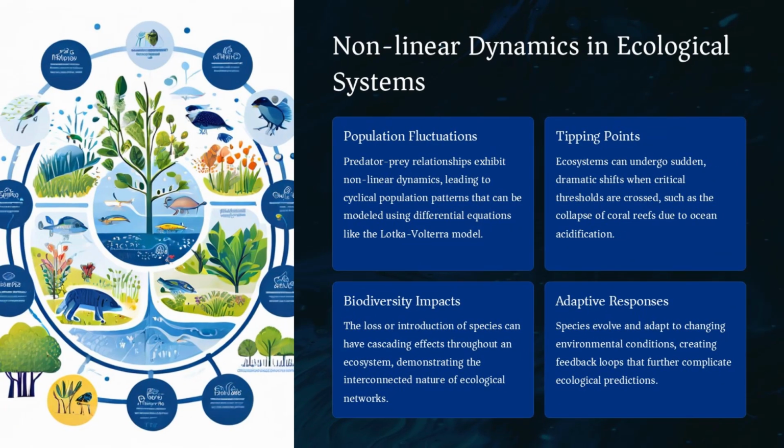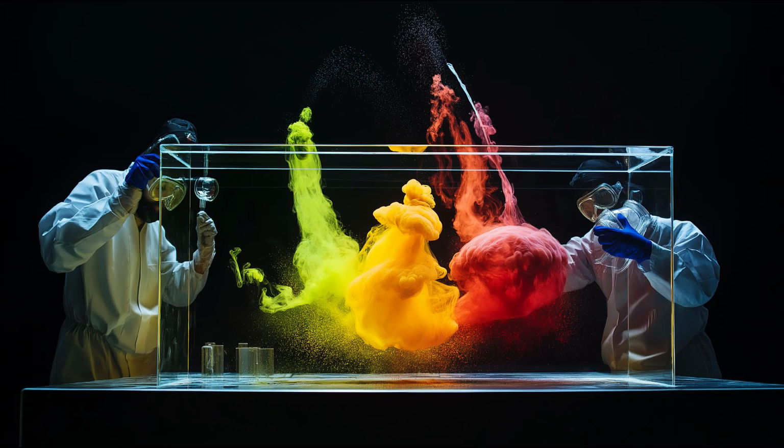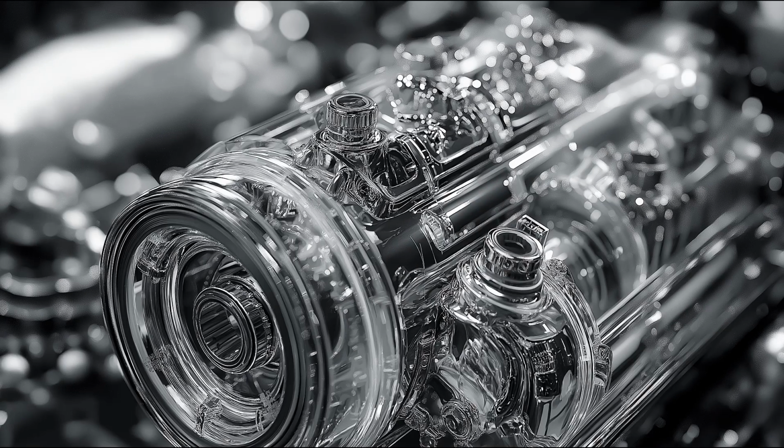Emergence refers to complex behaviours arising from simple interactions. A single neuron doesn't possess intelligence, but when billions of neurons interact, they give rise to phenomena like consciousness. Similarly, simple organisms interacting can create ecosystems, demonstrating that the whole is often greater than the sum of its parts.